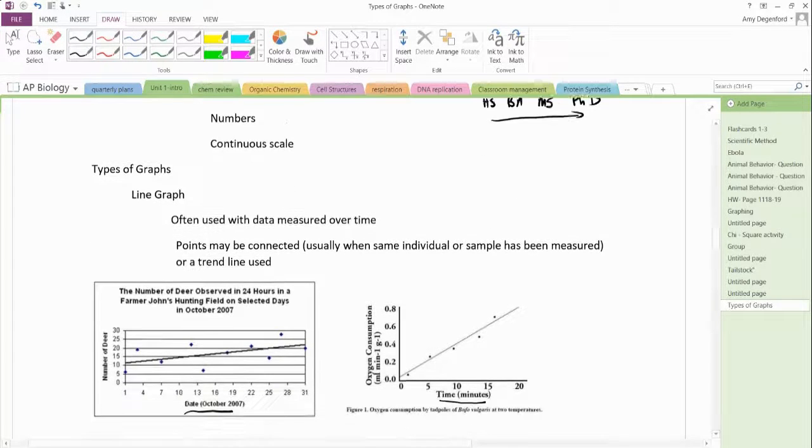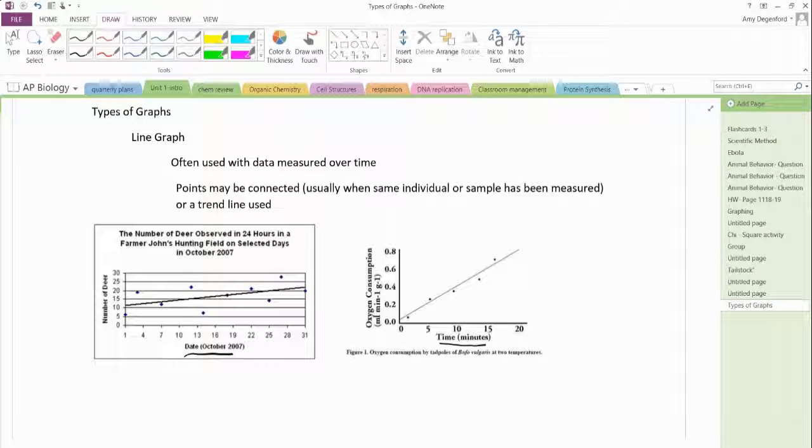So let's take a look at the types of graphs. The first one is a line graph. A lot of times we use these with data measured over time. Not always, but it's measured over time. The points may be connected, but this usually is if we're using the same individual or sample that's been measured continuously. If not, more likely a trend line is going to be used, and both of these graphs are seeing a trend line or a line of best fit.